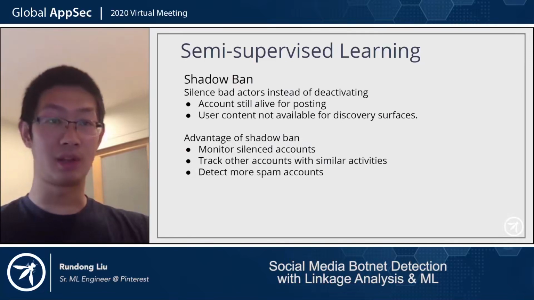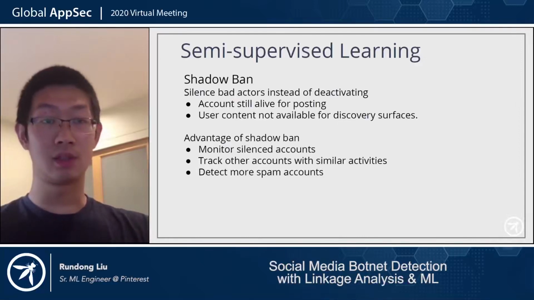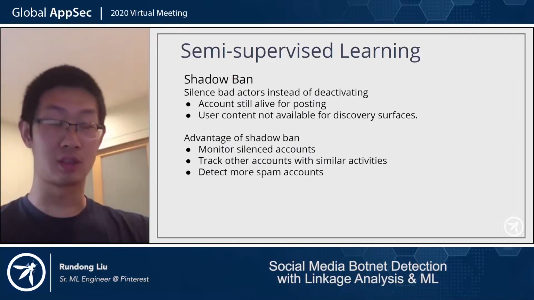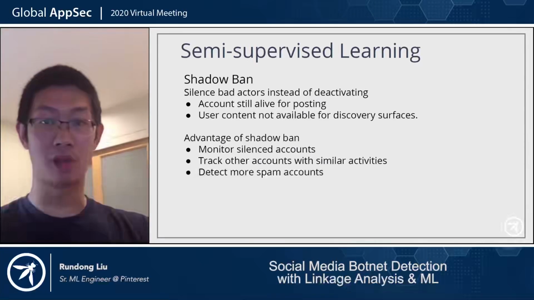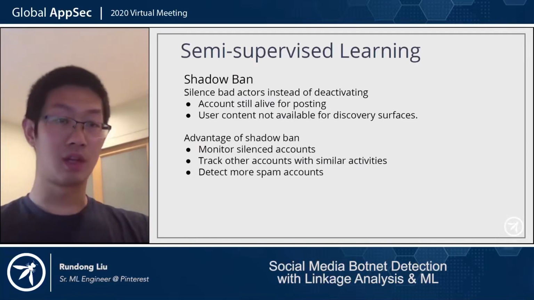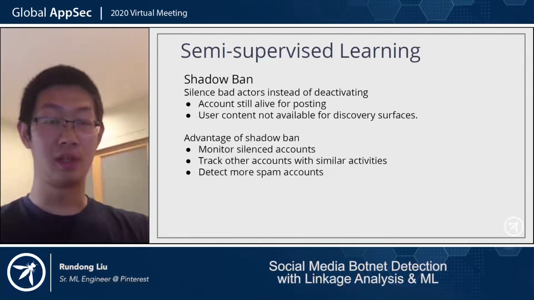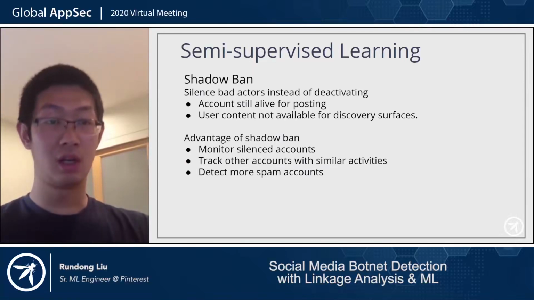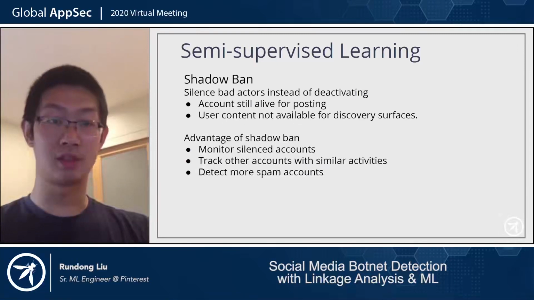So when we shadow ban an account, the account is still alive for posting. You can still engage with the account by posting stuff, liking stuff, but the content generated by this account is no longer available for discovery services, which means the home feed will not pick up the content from this account, and this will have very minimum impact for other users, and the content will not get distributed. So the advantage of shadow ban is just like what we introduced during a mafia takedown operation. We can monitor silenced accounts and track other accounts with similar activities, and this will help us detect more spam accounts.